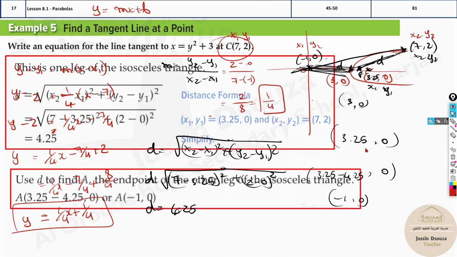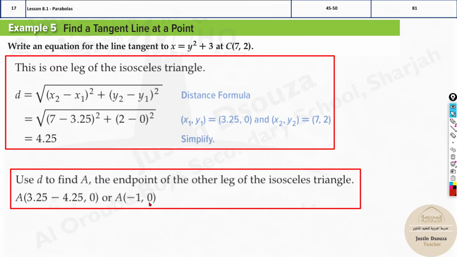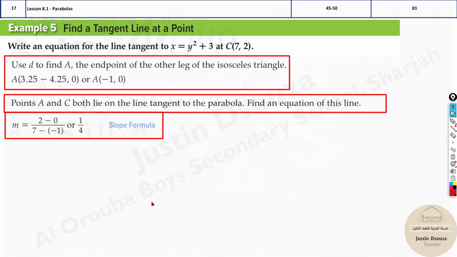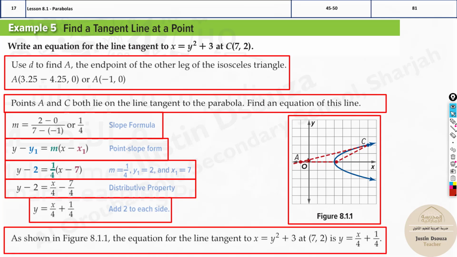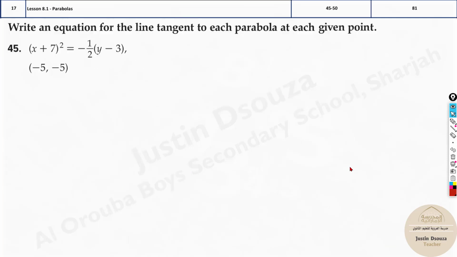Let's look into the final answer. See over here, this is how we found the next point, minus 1 comma 0, and then finally the equation of the line, 1/4 x plus 1/4. When we have 2 points on the tangent line, we can easily get the equation. So that's how we solve this particular problem. And let's look into the next one.